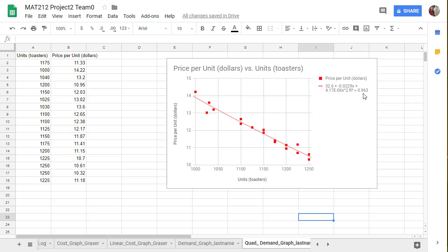So when your team is done with this, what I should be seeing is a linear cost graph, a quadratic cost graph, a linear demand graph, and a quadratic demand graph. If there's 4 people to a team, each one of you will do one of those 4. Once you're all done, hopefully by the due date, I'll go ahead and look at this thing and make sure that you've done all the pieces correctly. And this one should be pretty quick to do, and most of you should do pretty well on it.